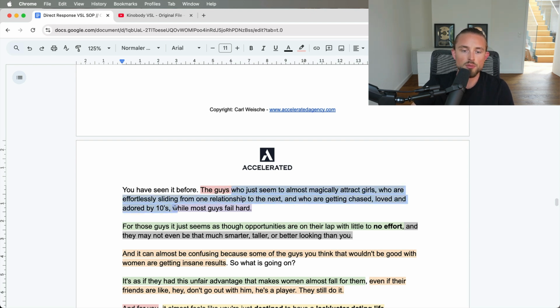And then we talk about the desired situation and compare it to the current situation with the pain points. The guys who just seem to almost magically attract girls, who are effortlessly sliding from one relationship to the next, and who are getting chased, loved, and adored by tens, while most guys fail hard.